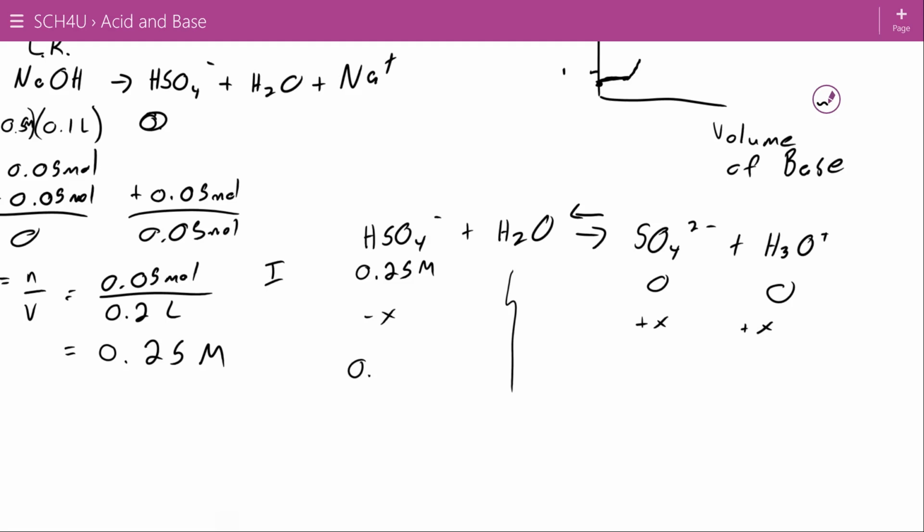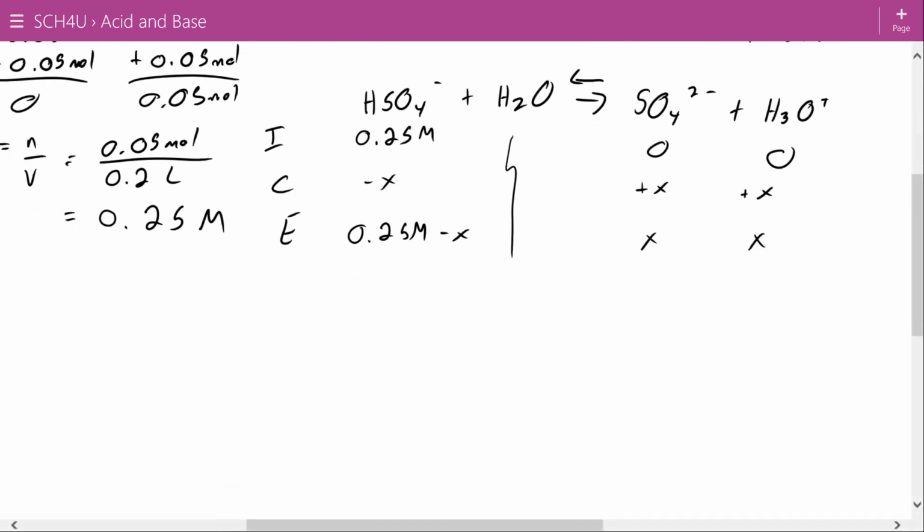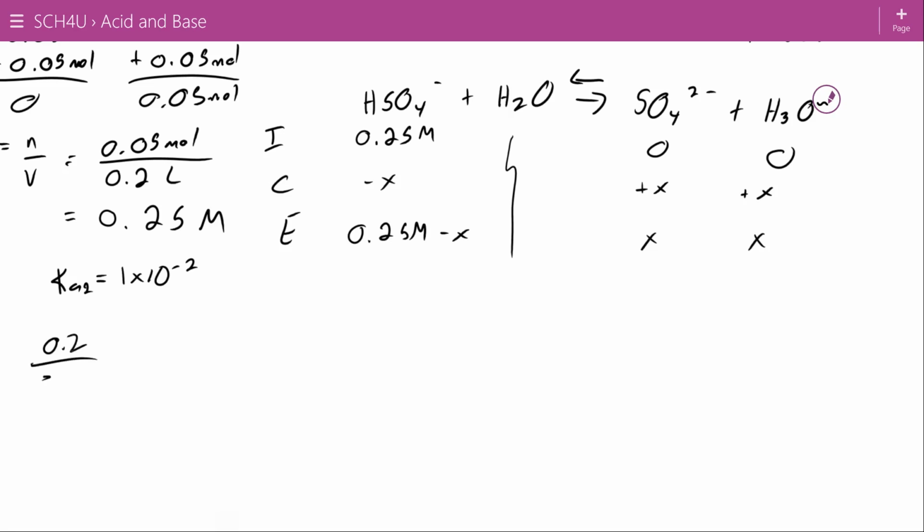And so if I have my initial, my change, in my equilibrium will be 0.25 molarity minus x, 0 plus x, and 0 plus x. So there we go. I want to use the 100 rule here, or I always kind of look for that. But if I look up in a book for the Ka2 process for HSO4-, I'm going to find out that it has 1 times 10 to the negative 2. So if I take 0.25 divided by 0.01, it's only going to be 25, which doesn't meet our threshold for the 100 rule, so we can't do it.